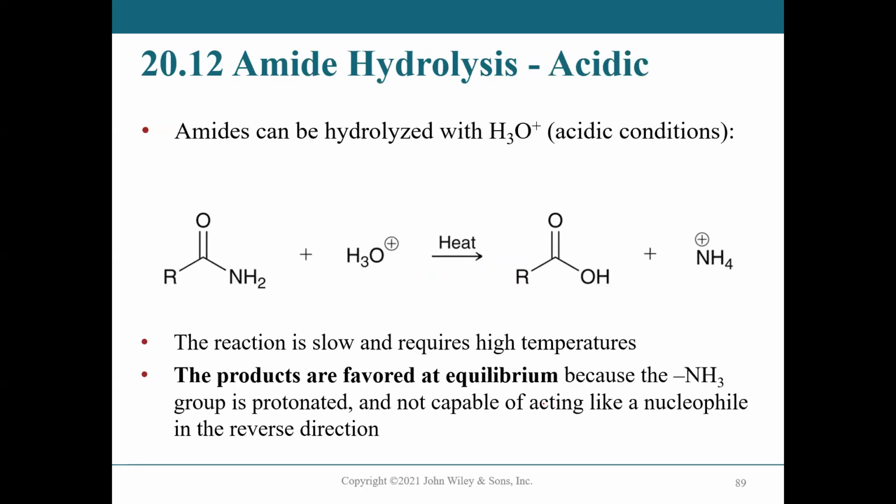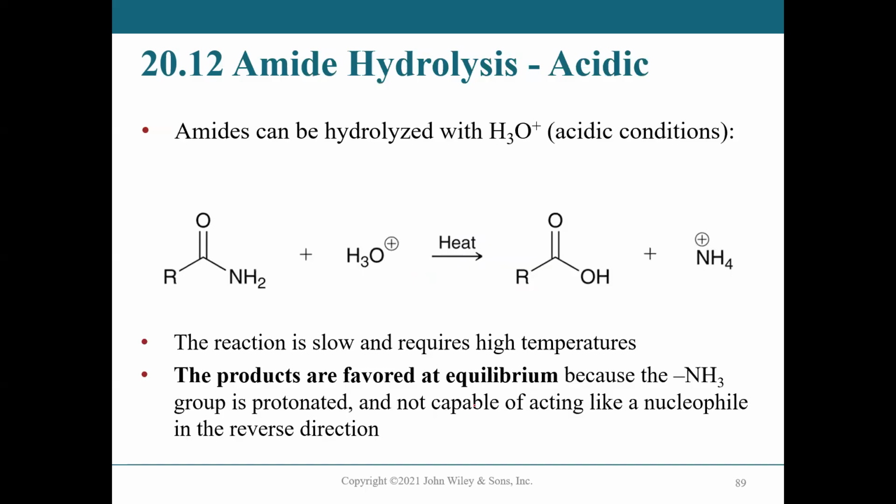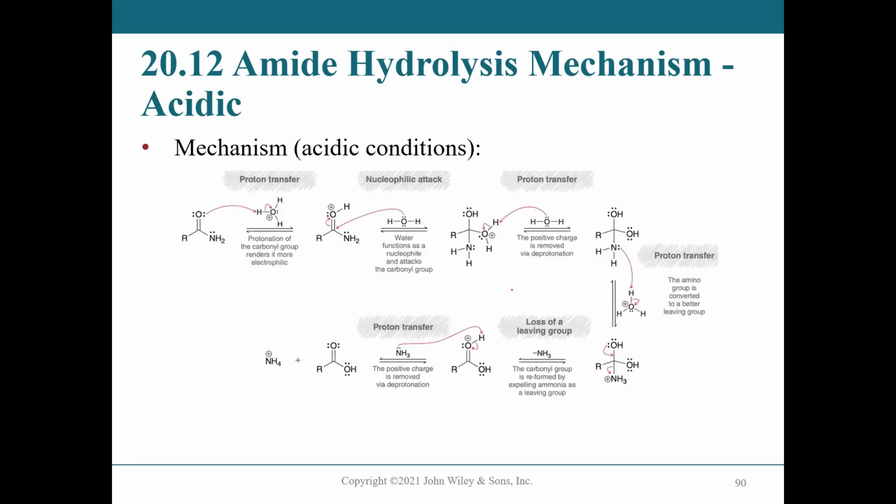And they show the reaction right here where we have a proton transfer. We'll go back to this slide. The products are favored at equilibrium because the NH3 group is protonated and is not capable of acting like a nucleophile in the reverse direction. And they show the mechanism here. This mechanism can be found on page 933.